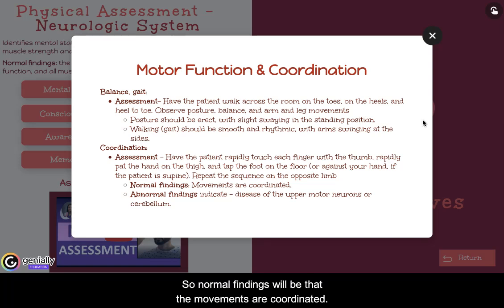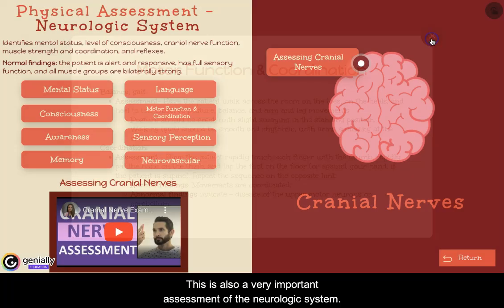So normal findings will be that the movements are coordinated. Abnormal findings indicate disease of the upper motor neurons or the cerebellum. This is also a very important assessment of the neurologic system.